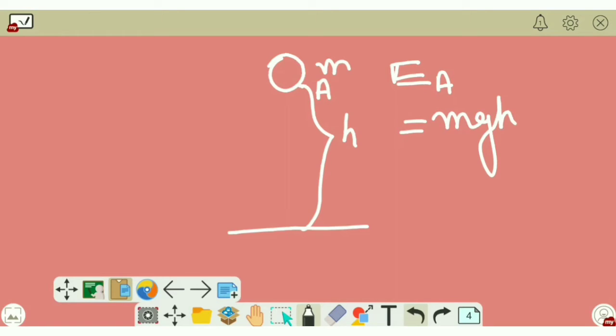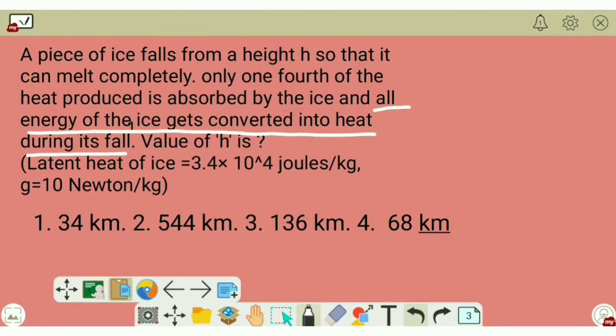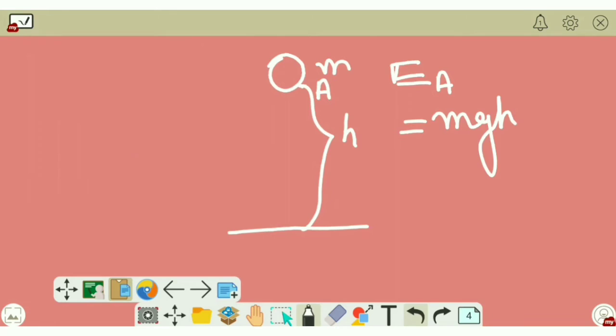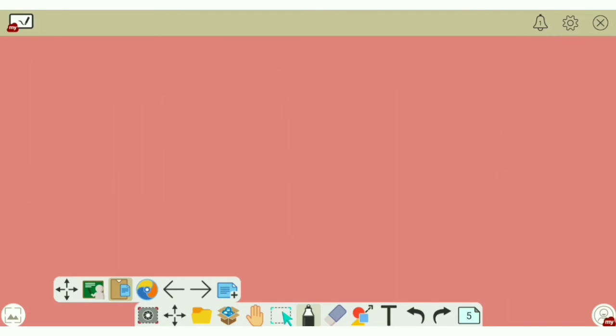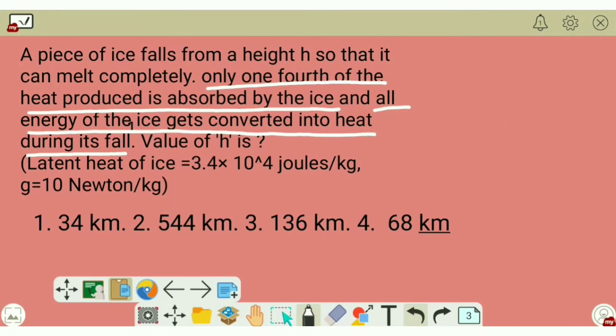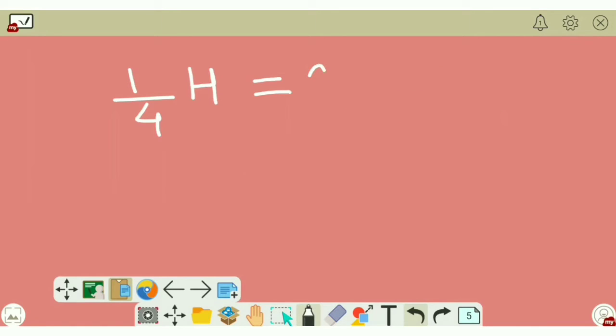Okay, now the whole energy is converted into heat, so the heat is equal to mgh. The whole energy is converted into heat. Now we have said that only 1/4 of the heat produced is absorbed by the ice, so 1/4 of the heat is enough to melt the ice. So the heat required to melt the ice is equal to m into L. L is the latent heat.